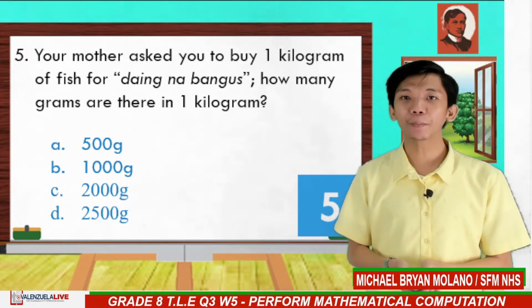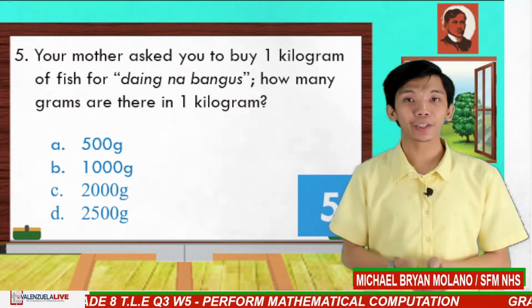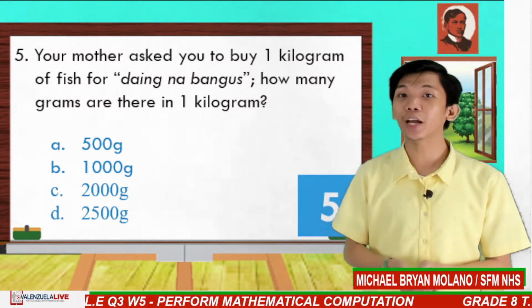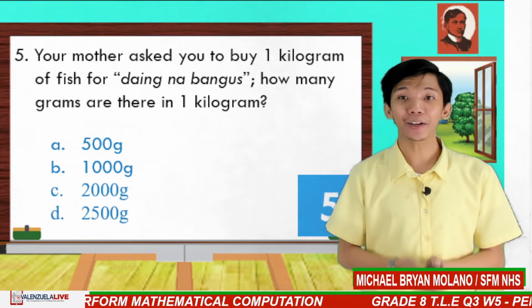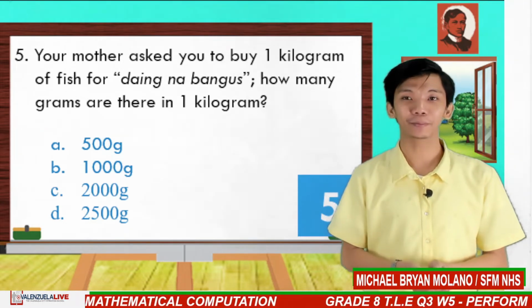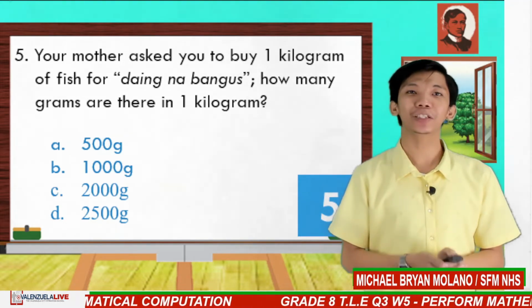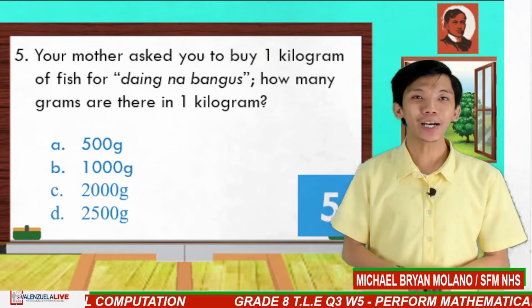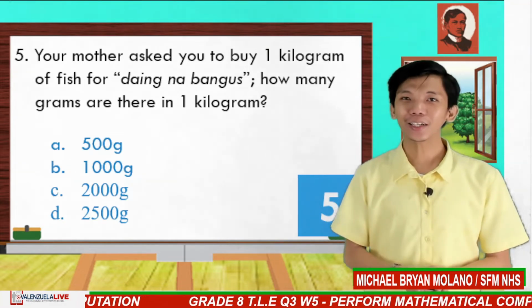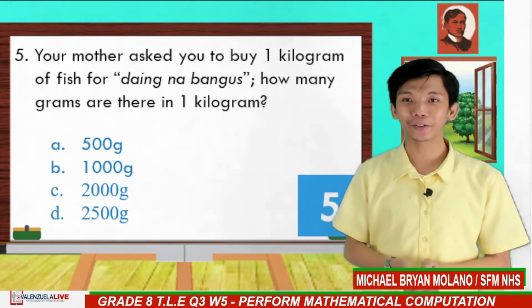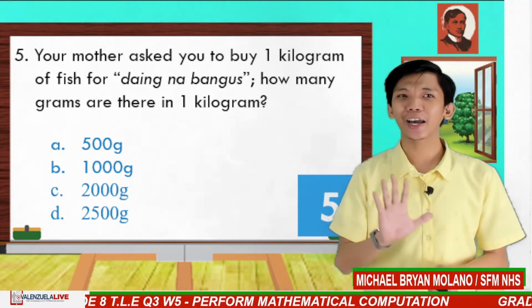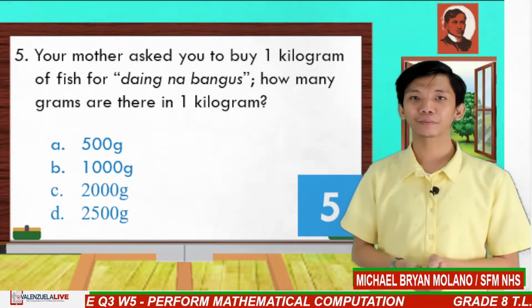For question number 5, your mother asked you to buy 1 kilogram of fish for daing na bangus. How many grams are there in 1 kilogram? A, 500 grams, B, 1,000 grams, C, 2,000 grams, or letter D, 2,500 grams. And you have 5 seconds to answer.